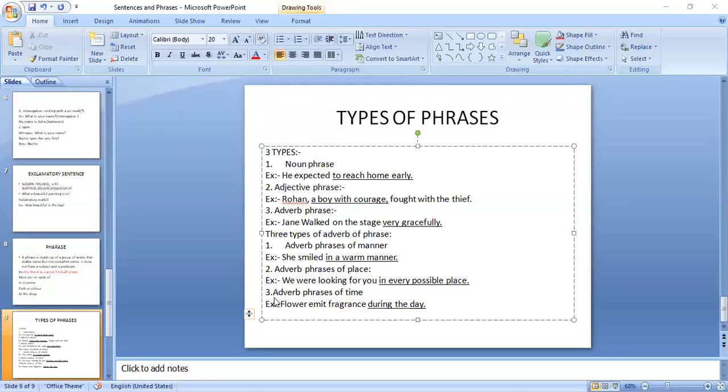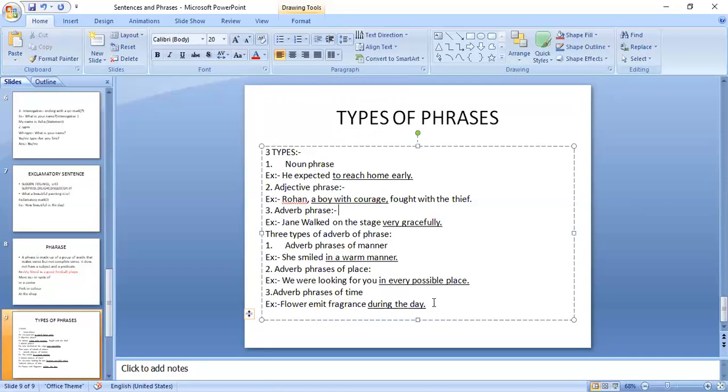Next, adverb phrases of time. Adverb phrases of time tell us when the action is done. For example, flowers emit fragrance during the day. During what time? It speaks about the day. So during the day is the adverb phrase of time.